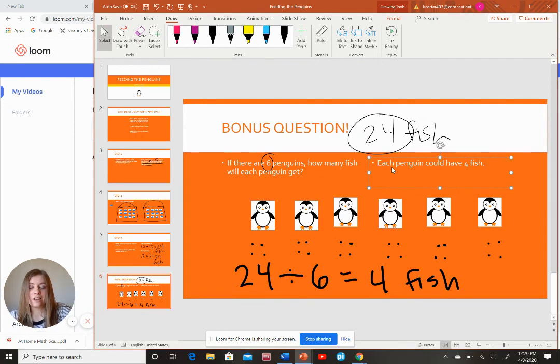All right, so last thing I need you guys to do today is hop on Canvas. You're going to have two problems very similar to this. One working on that multiplication, and then one trying to divide something up equally, just like we did with the fish and the penguins on this bonus question.